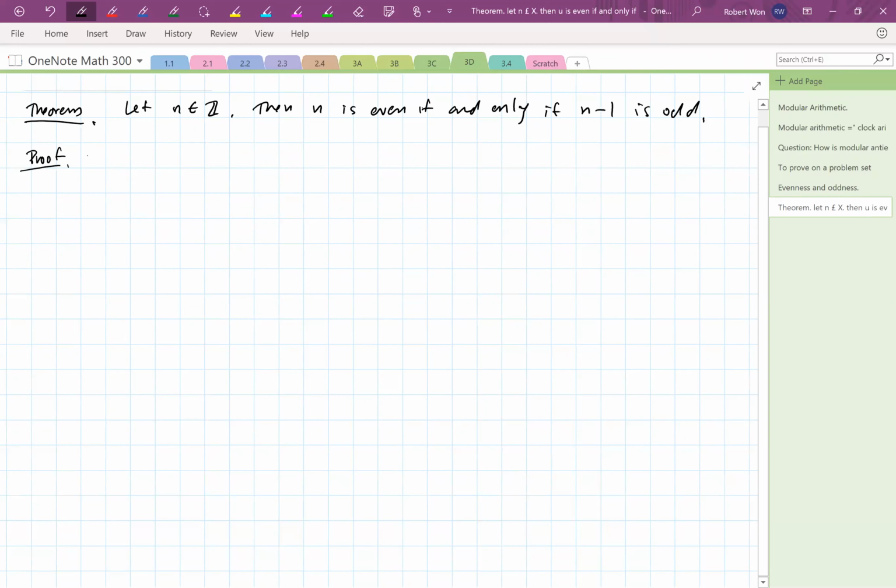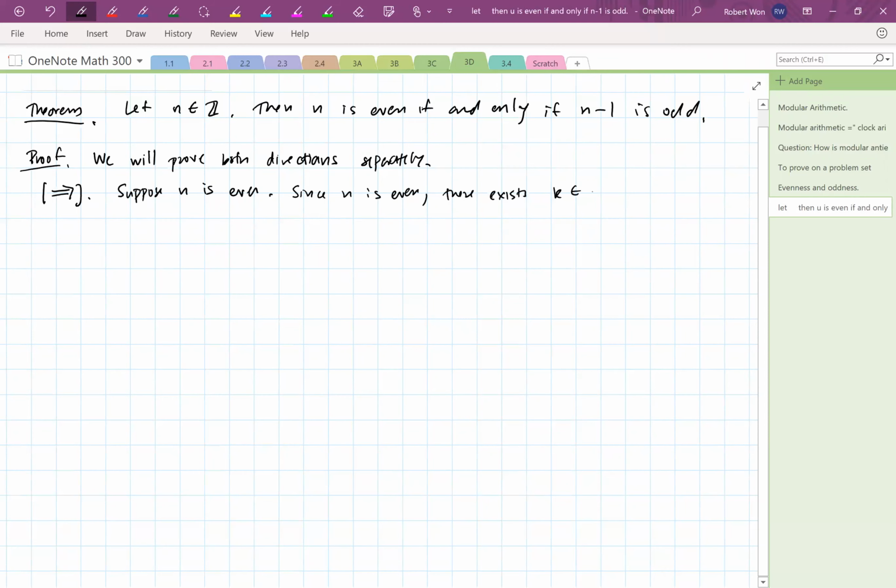Okay, so this is a biconditional, so I'll just tell the reader we will prove both directions separately, so they know what I'm doing, since it's going to be a little bit involved. And I'll give my reader a signpost that says that I'll prove the forward direction first. I'll prove that if n is even, then n minus 1 is odd. Okay, so suppose n is even. What does that mean? By definition, there exists an integer k such that n is equal to 2 times k.